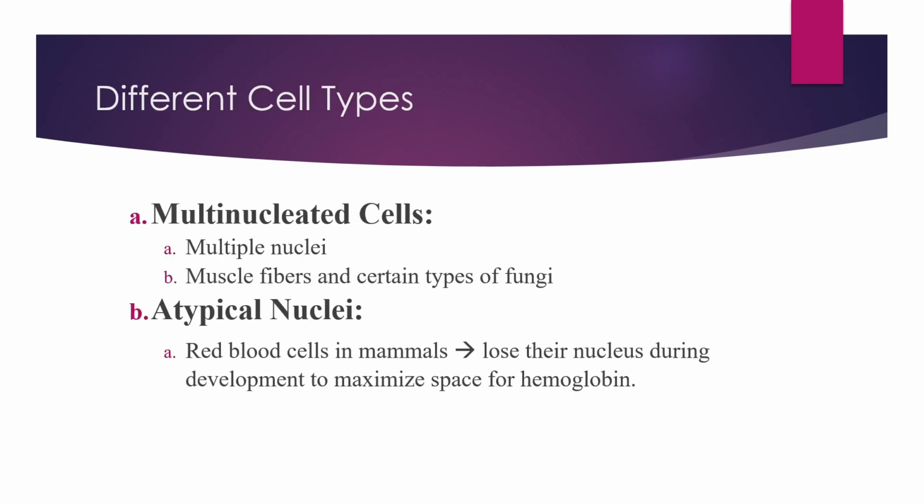Now we have two different types of cells that have a nucleus. We have multinucleated cells, so they have multiple nuclei. Those are usually found in muscle fibers and certain types of fungi. And then we have atypical nuclei, in which red blood cells in mammals lose their nucleus during development to maximize space for hemoglobin. So like I said, those are usually found in red blood cells, and they take up less space in the cell, so you can fit more of what we need.